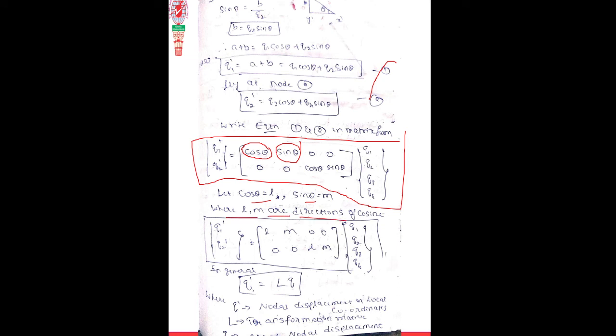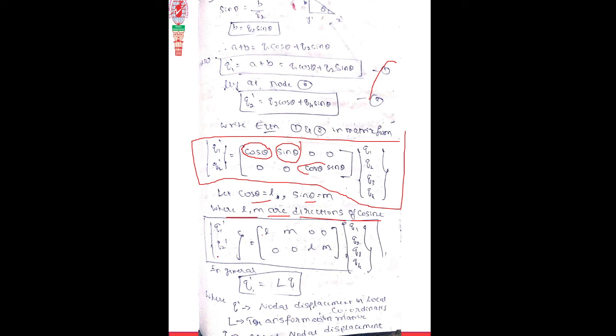Similarly, the second one. So what I have done is I have written equations 1 and 2 in the form of a matrix, because finally we require the matrix form only. So now we are going to use the terminologies here. That is very important. In the entire truss, they call cos theta as L and sin theta as M. What are L and M? They are the direction cosines. Therefore, in place of cos theta and sin theta, I can replace with L and M. Therefore, Q1 dash, Q2 dash equal to [cos theta, sin theta, 0, 0; 0, 0, cos theta, sin theta], that is [L, M, 0, 0; 0, 0, L, M].